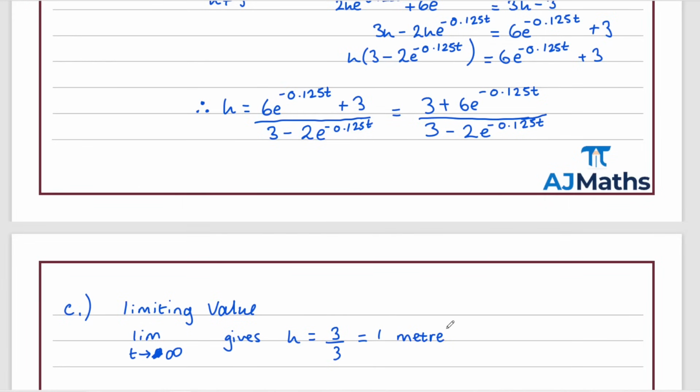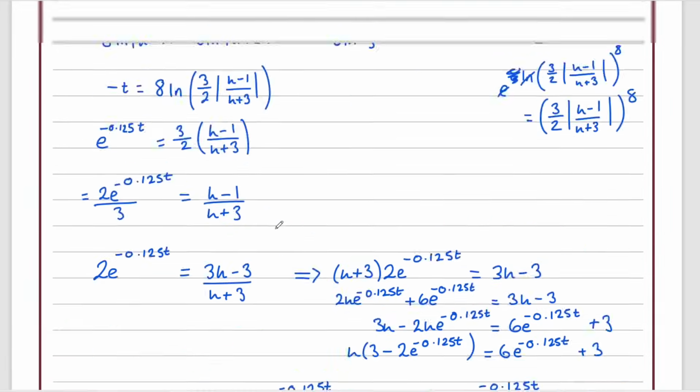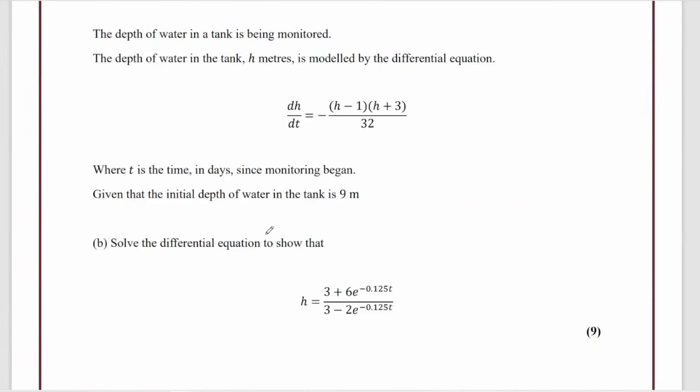Okay. And there we have it. So that's what we call the limiting value. Only 1 mark for it, so not too much to worry about, just if you can't remember something like that. But we're just considering what happens as the limit for t tends to infinity. Like I said, this bit will disappear. This tends to 0. Same is true here. We get left with h equals 3 over 3, giving us 1 meter there. Okay. But there we have it. So that is the solution there to, what question are we on?